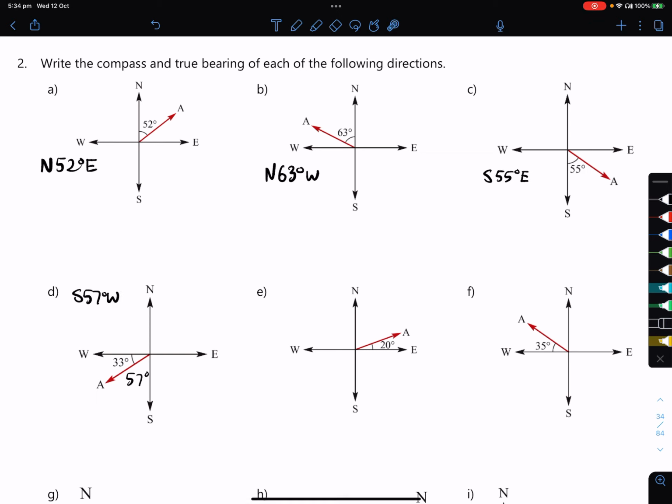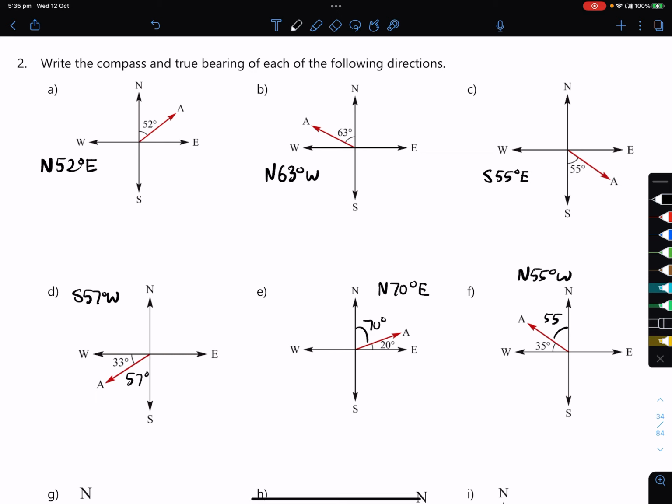Question E, that line is closer towards north, and from north we have to rotate 90 degrees, oh not 90 degrees, 70 degrees, sorry, clockwise to reach that line pointing towards A. So that's 70 degrees, so we go north 70 degrees east. Now for question F, this line is closer to north rather than south, and the angle starting from north turning towards that line there is going to become 90 minus that angle, which is 55. So we say it is north 55 degrees west.